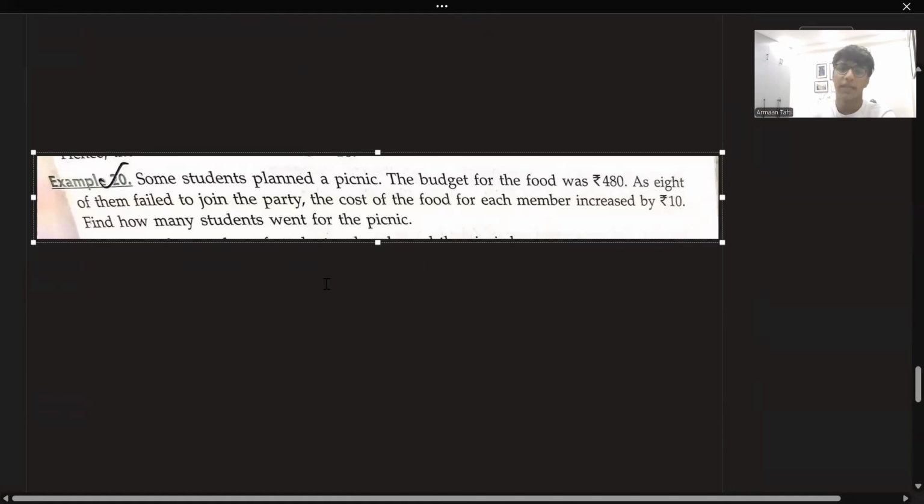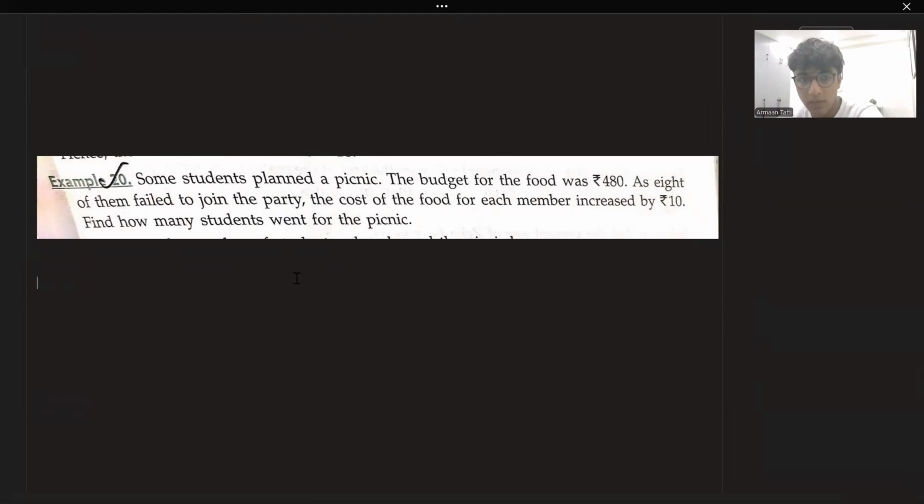We've been told that some students are planning a picnic. Okay. The budget for the food was 480 rupees. As 8 of them failed to join the party, the cost of the food for each member increased by 10. How many students went to the picnic?